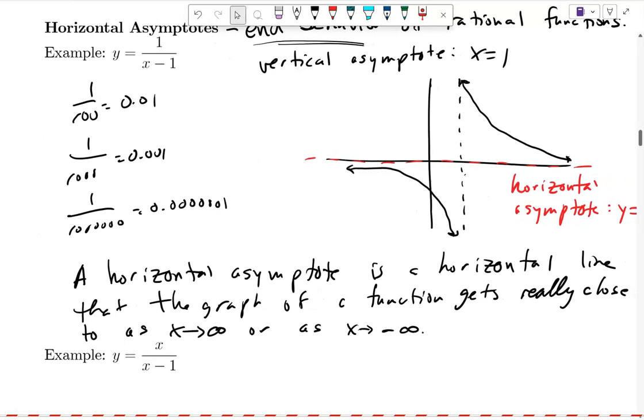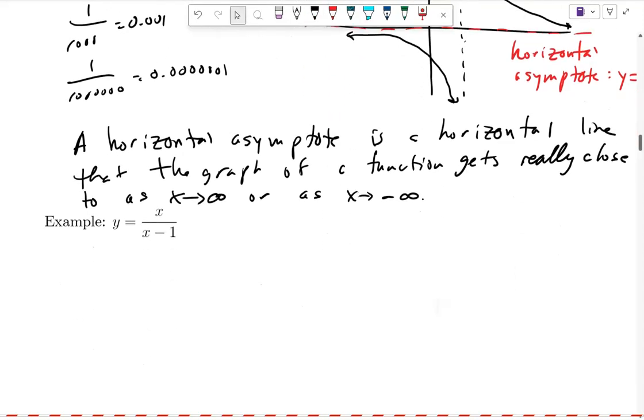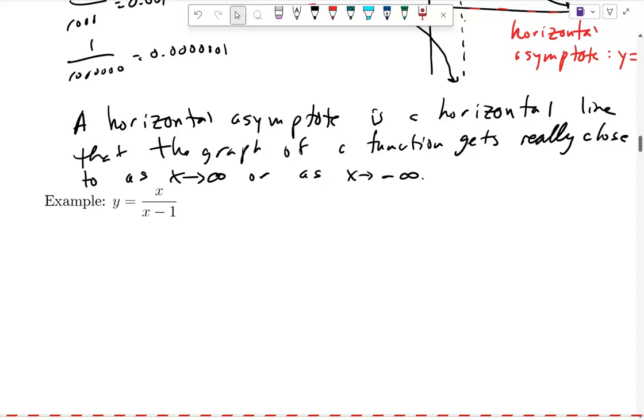x over x minus 1. Now, remember in the previous example, I asked you, does the numerator ever change? And you told me no, right? In this next example, does your numerator change? Yeah, it does. Now, let's think about what happens. Let's think about just plugging in some numbers here.